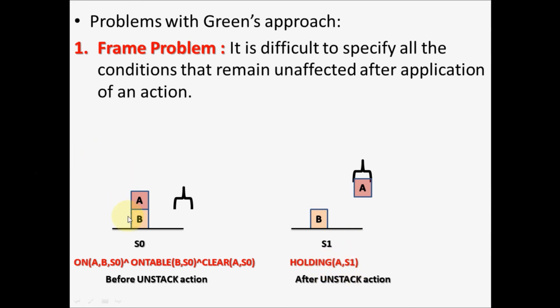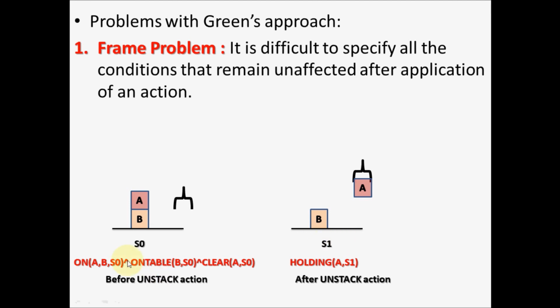Now please note, block B, which is on the table before the unstack action, also remains on the table after the action is executed. But does it get reflected here? Is there an on table predicate specified here? No, right? So you will have to explicitly write this in the action called unstack, which he has not written. Now here it's not a mistake.